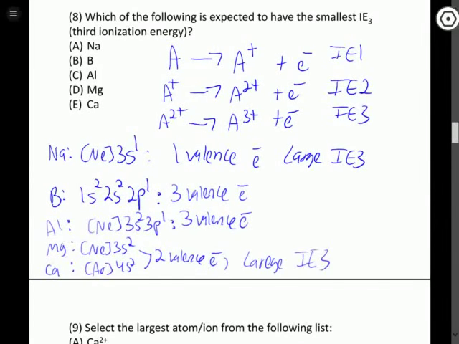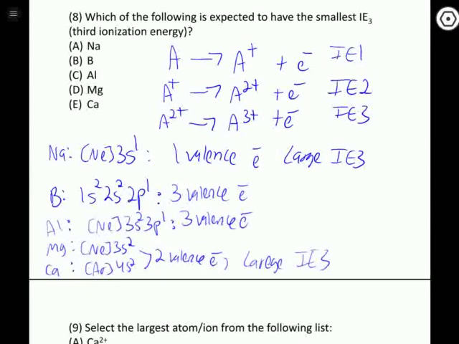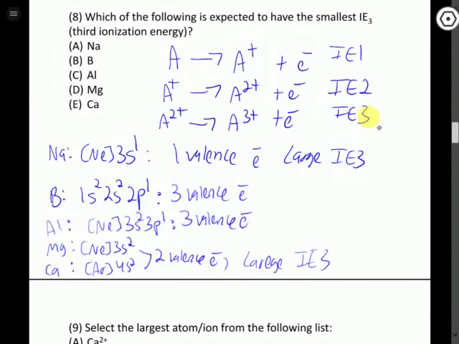So in this problem, the only 2 choices that don't involve core electrons are boron and aluminum. So now we have no choice but to look at periodic trends, because in both of these we're removing the third valence electron. So now we have to think about how ionization energy depends on location on the periodic table. And for these ones, boron and aluminum, we would predict that boron is greater than aluminum, because ionization energy increases as we move up a column.